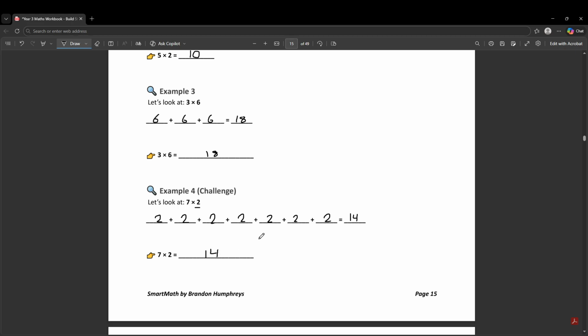And that's multiplication made easy. If you follow these steps, it becomes much simpler than people think.